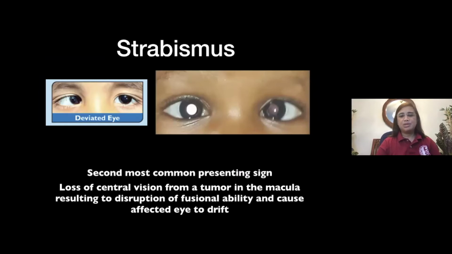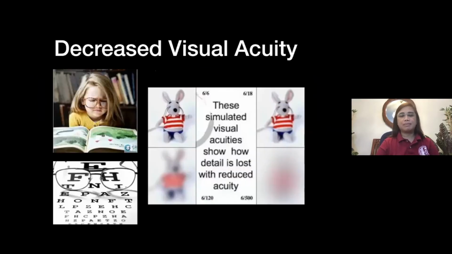Strabismus is the second most common presenting sign. There is a loss of central vision from a tumor in the macula, resulting in disruption of fusional ability and causing the affected eye to drift. Because of this, the patient will also have decreased visual acuity.